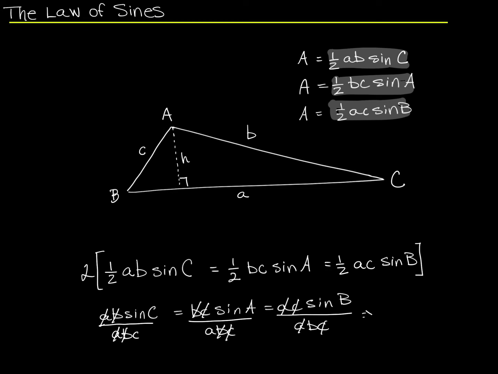And so that means the sine of C over little c, side C, and the sine of A over the side A, and the sine of B over the length of side B, those are all equal as well. And this is what we call the law of sines.